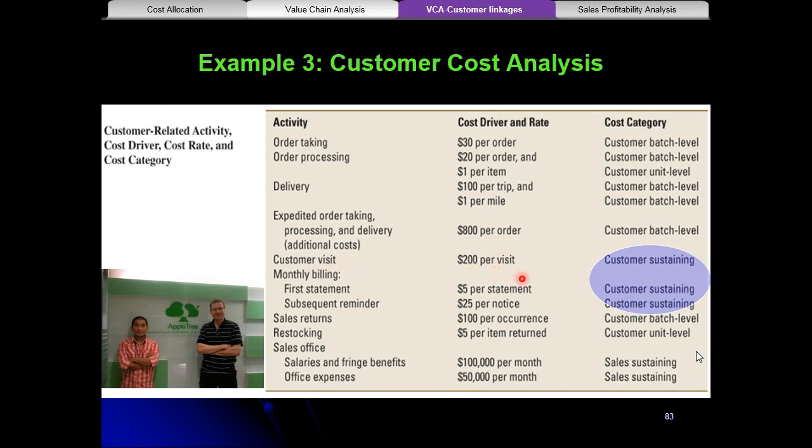Customer visit, $200 per visit. First statement, $5. Subsequent reminder, $25 per invoice. Sales returns, $100 per occurrence. Restocking, $5 per item returned. Salaries and fringe benefits, $100,000 per month. Office expenses, $50,000 per month.